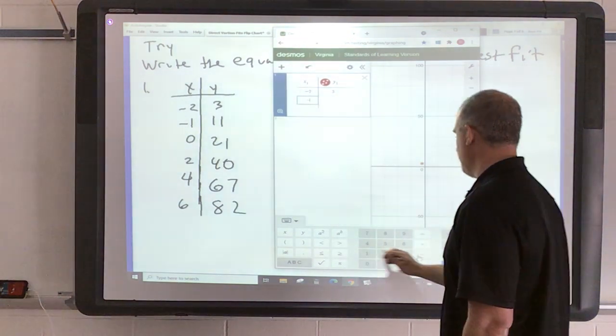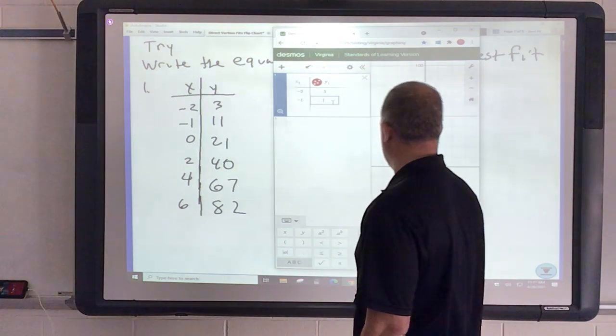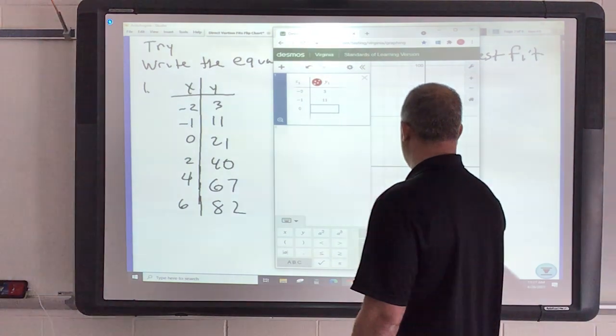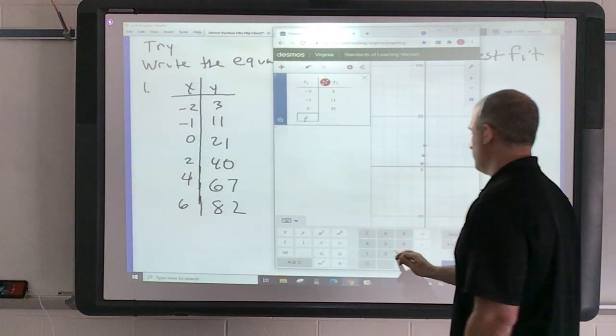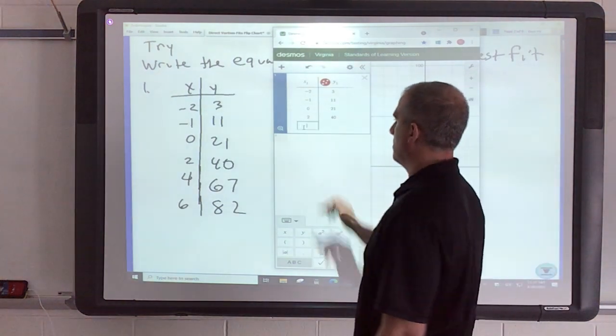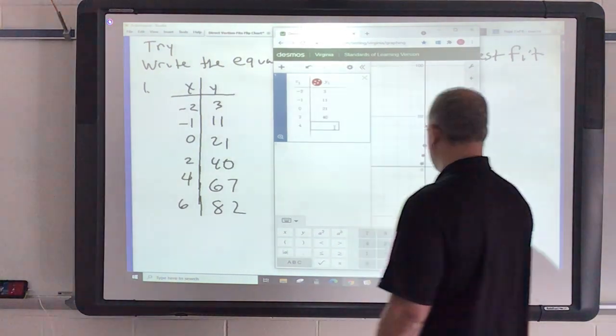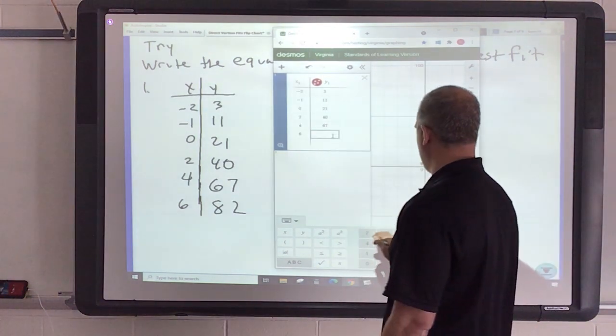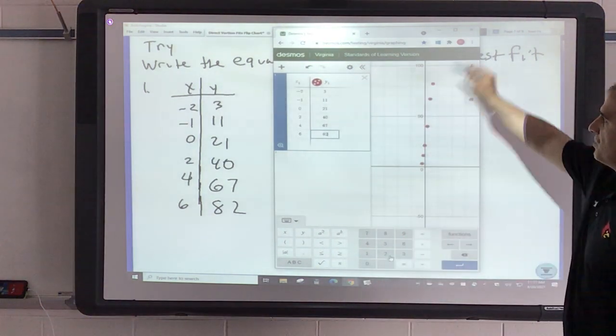Okay, -1 and 11. 0 and 21. 2 and 40. 4 and 67. And 6 and 82. Just put whatever they got in there. As you can see, that's what your line looks like.